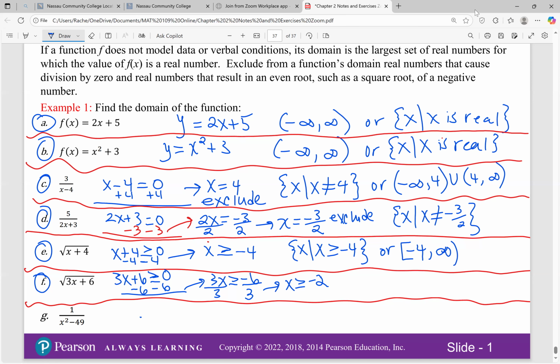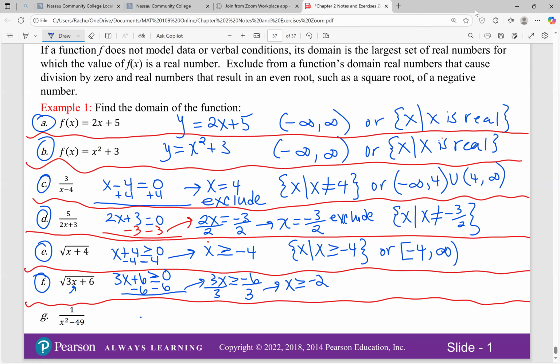Now I want you to see, let's pick a number that's not greater than or equal to -2. What about -3? If we plug in -3 for x, I'm going to get 3 times -3, which is -9. -9 plus 6 is -3. I can't take the square root of -3, right? We can't take the square root of a negative number. So you see why that doesn't make sense.